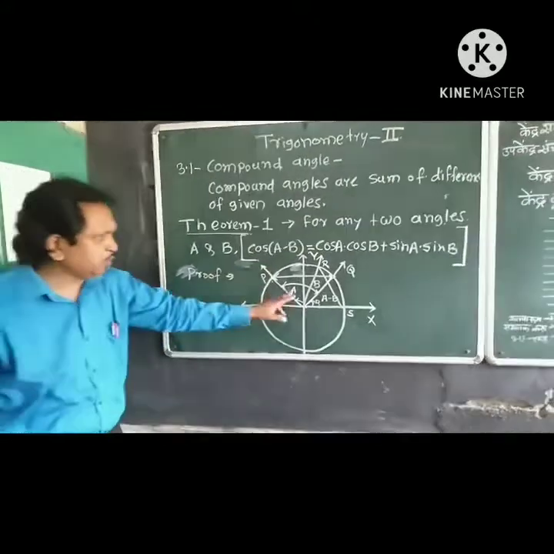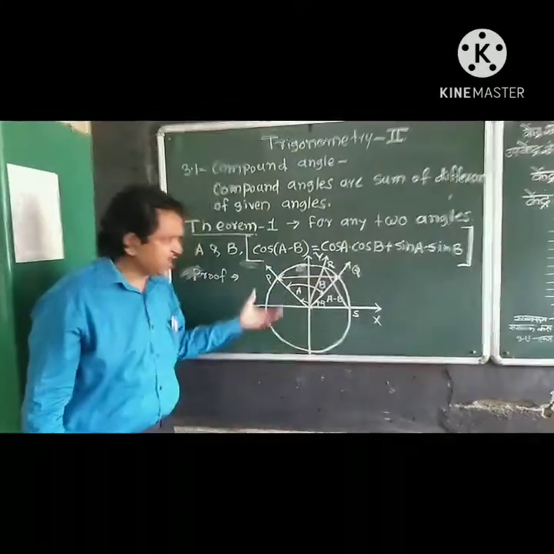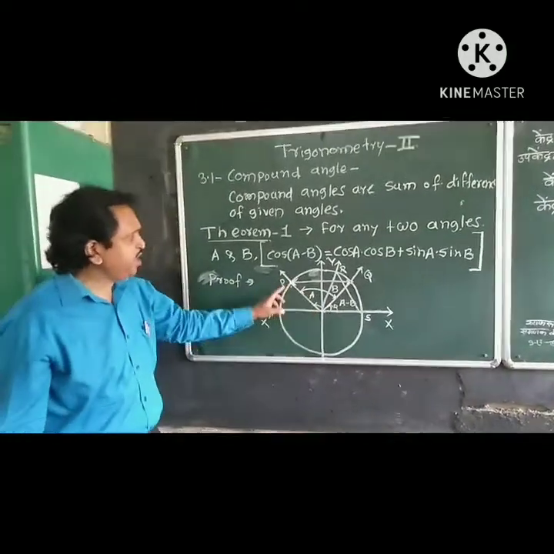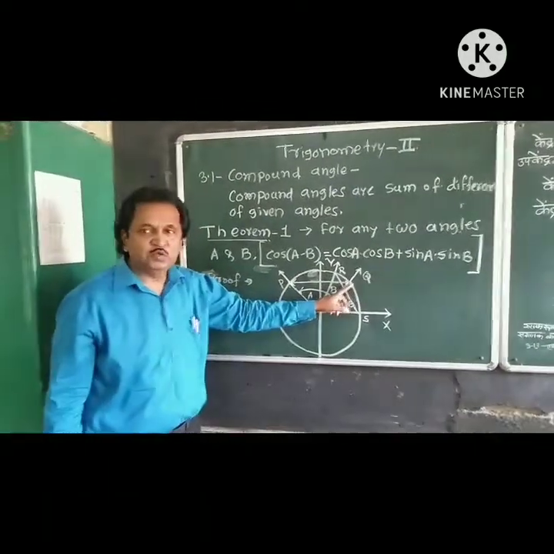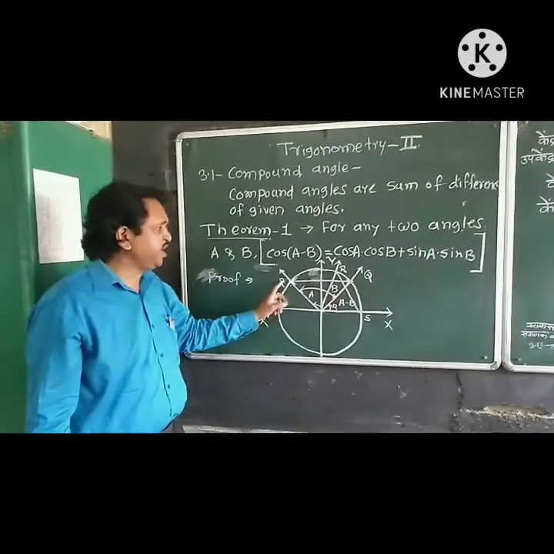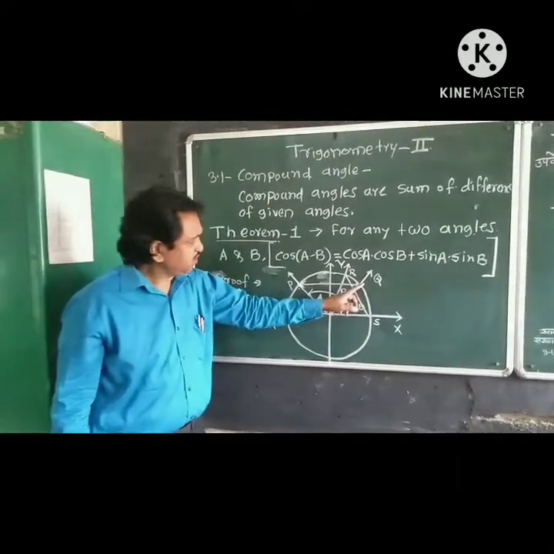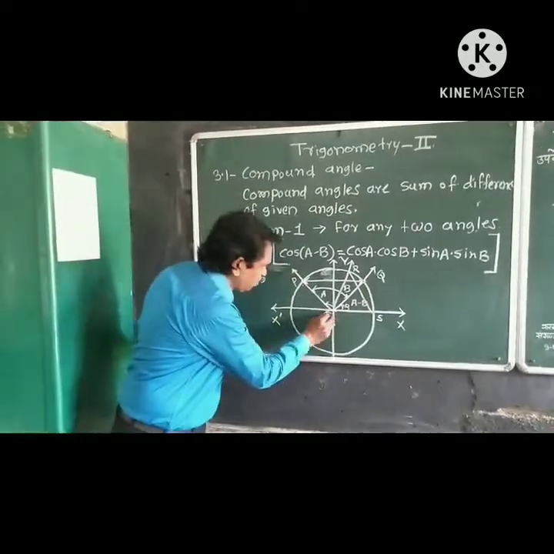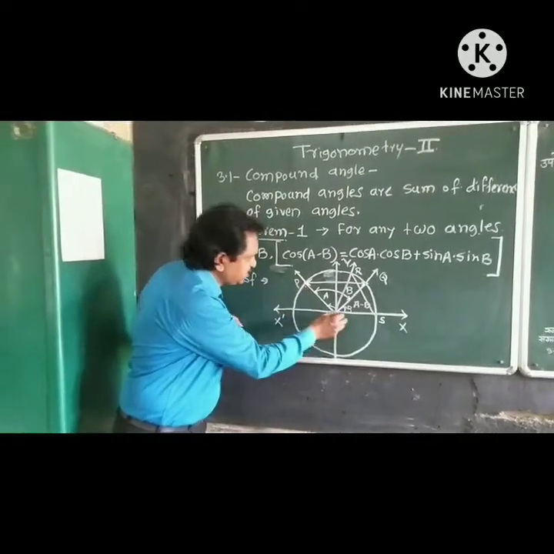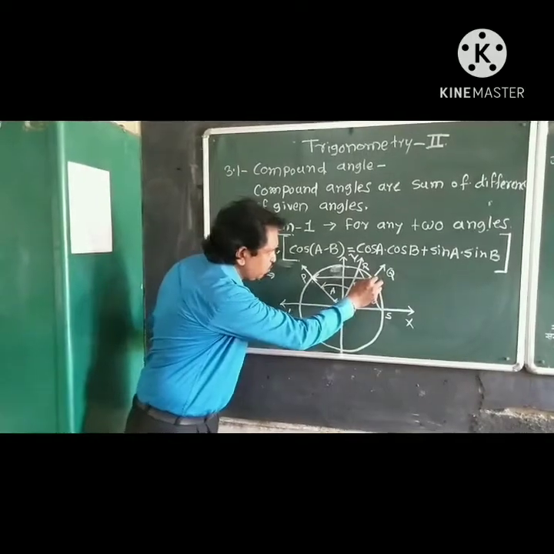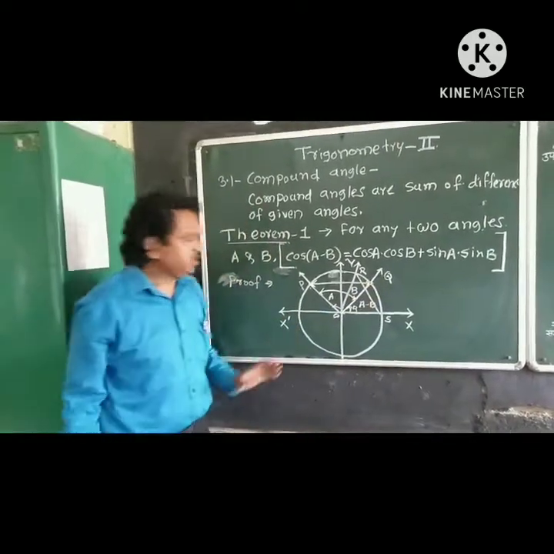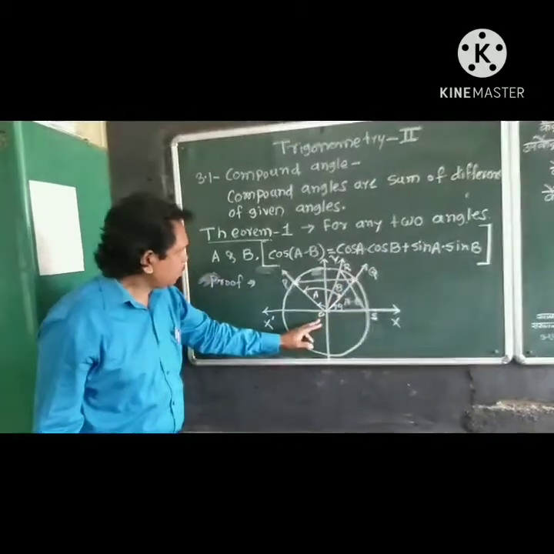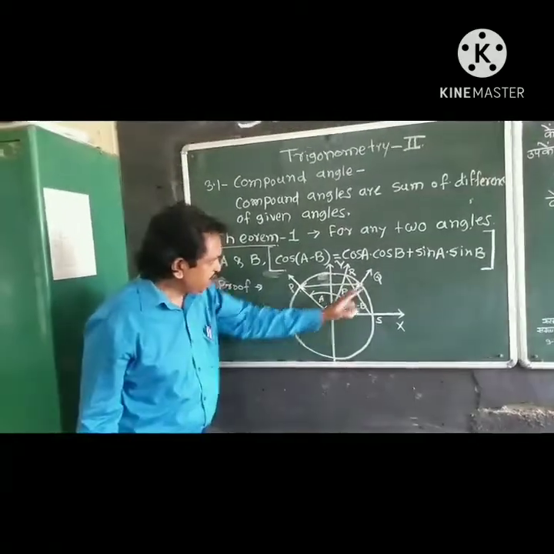This is our proof. See here, take a circle of a given radius. Take P and Q, these are two points on the circle. Then join the center O to P and center O to Q. We get two angles, which are OP and OQ.